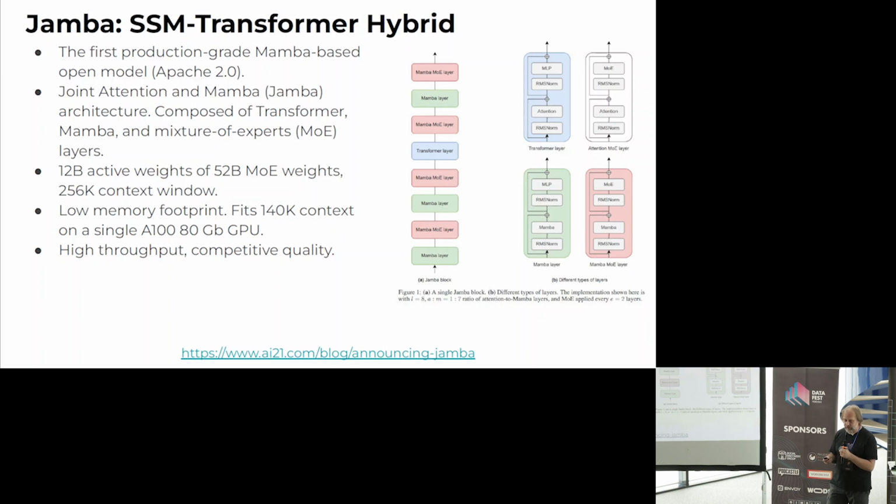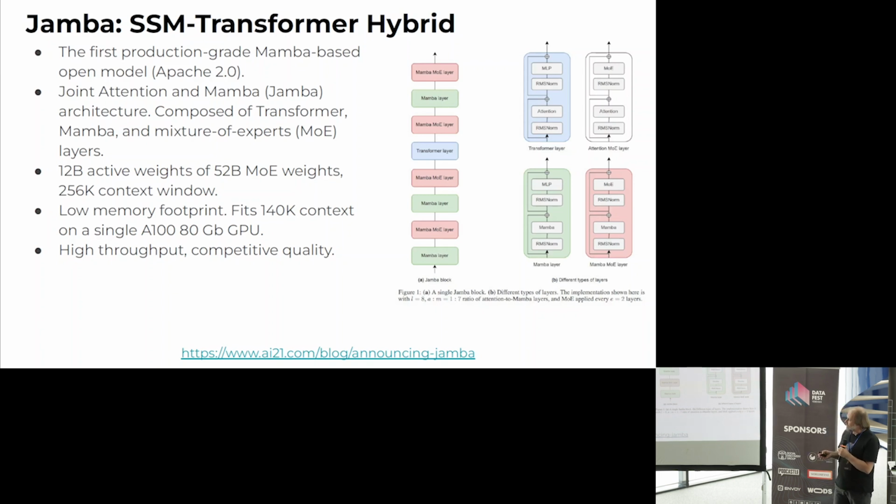Jamba was created by AI21. It's, I think, an Israeli company. And they created a hybrid of SSM and transformer. They used Mamba blocks, they used Mamba mixture of experts blocks, and they used transformer blocks. This is a highly hybrid architecture. You have a single Jamba block consisting of 8 other blocks. Among these 8 blocks, 1 block is transformer, 3 blocks are Mamba, and 4 blocks are Mamba mixture of experts layers.